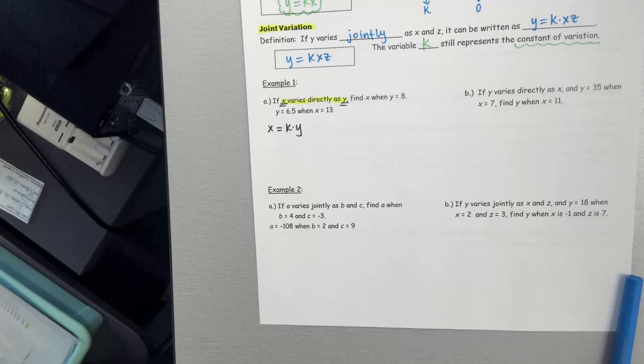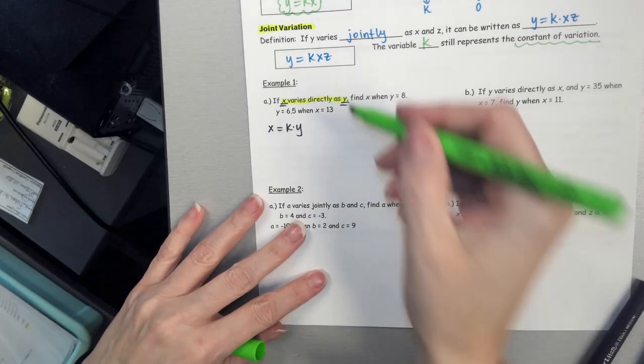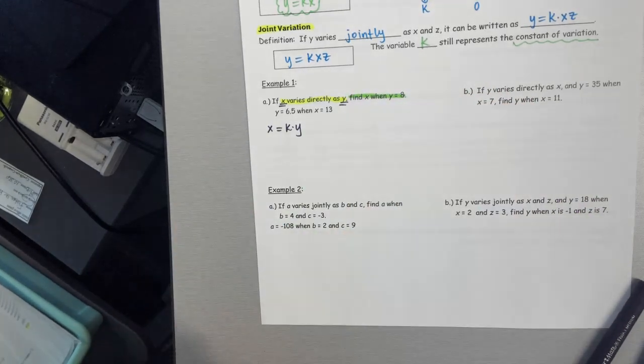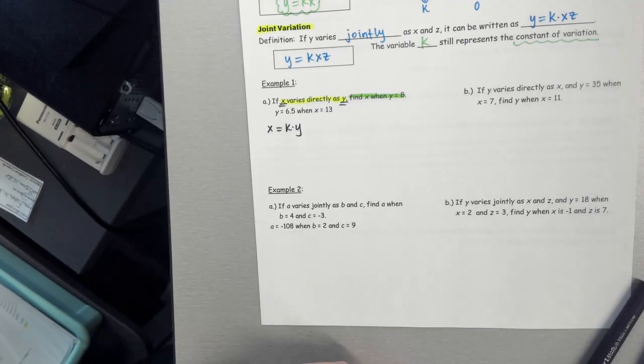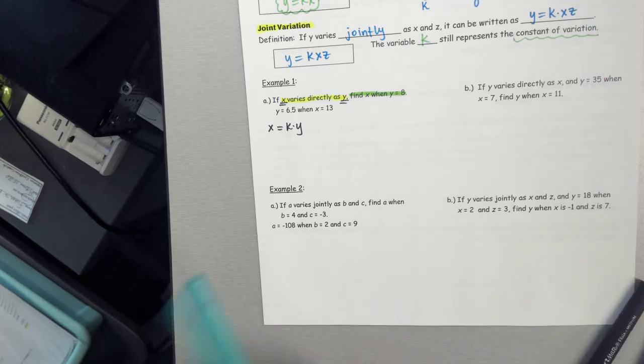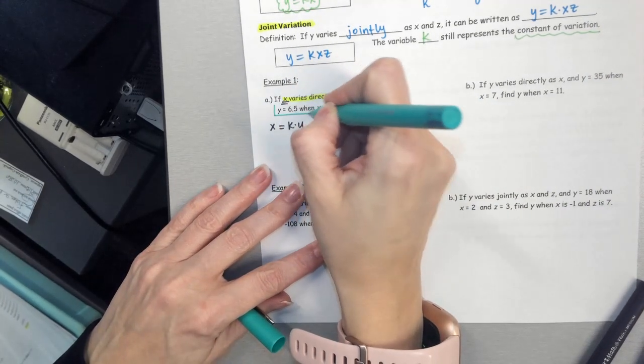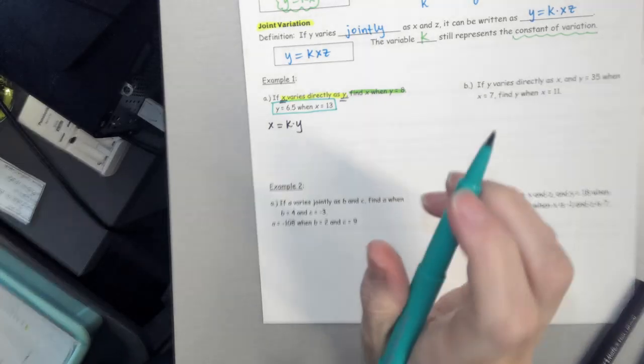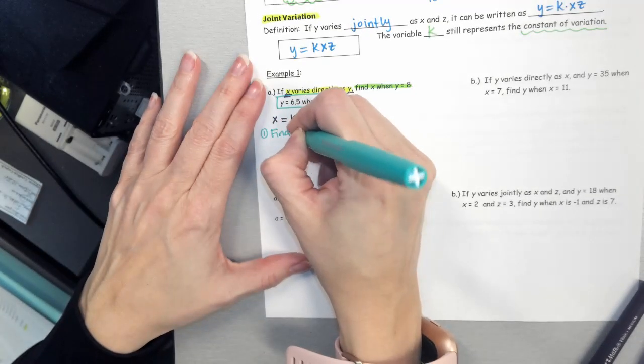Now it says to find x when y equals 8, but we can't do that until we know what k is. So our first step is always going to be to find the value of k. And they're going to give you a pair so that you can do that. So y is 6.5 when x is 13. So our first step is always going to be to find k.